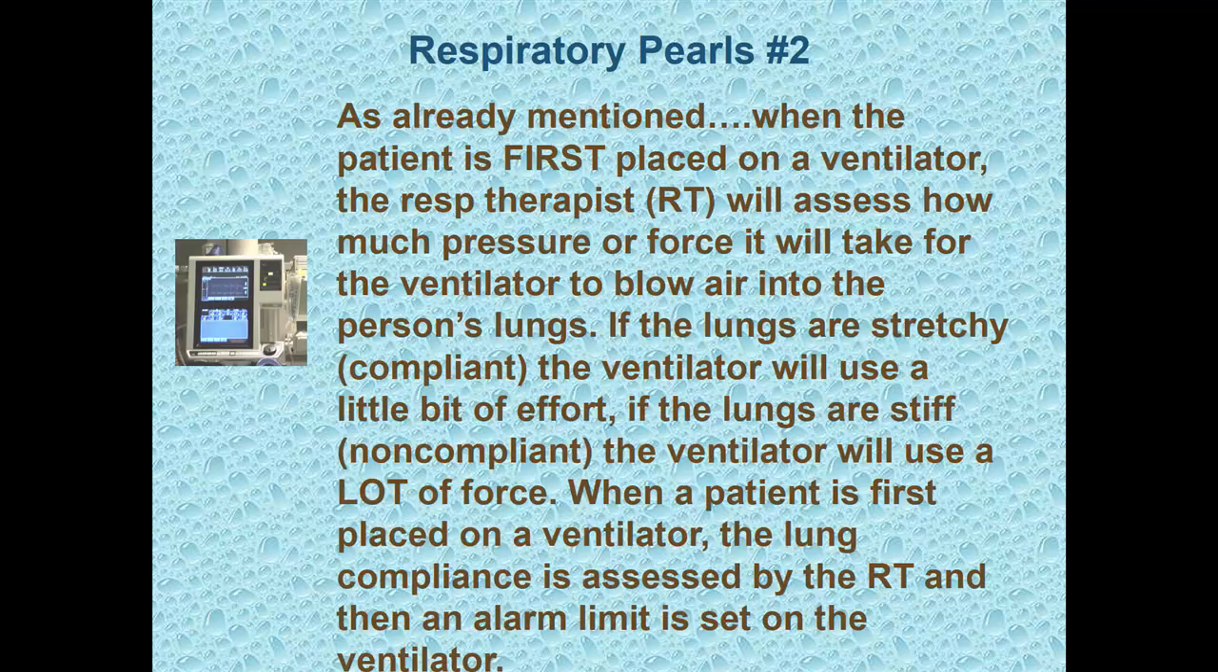Whenever they're first put on a ventilator, the respiratory therapist will assess that compliance, or that stretchiness, and then set an alarm based on how resistant those lungs are. That becomes that patient's normal. So let's pretend that we have a COPD patient. Their lungs are somewhat stiff. They're less compliant than a 20-year-old. When the respiratory therapist first assessed them and put them on a ventilator, they noticed that it took a moderate amount of force for the ventilator to push in air.